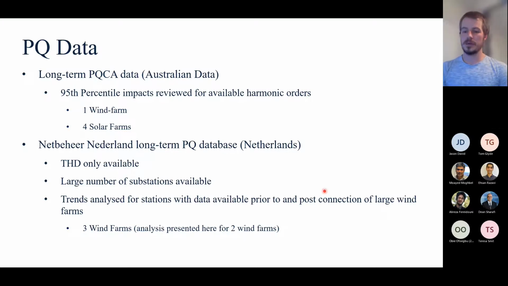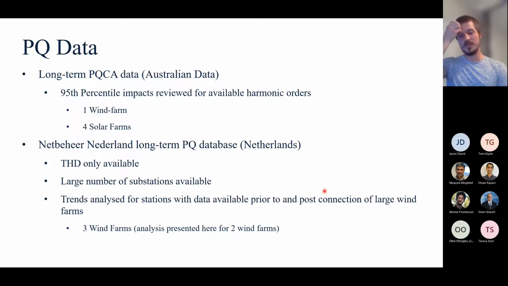The second database that was polled was hosted in the Netherlands. Again, that database is openly accessible. This was not through contacts or a research agreement or anything. This was simply by Googling, or a search engine equivalent, and we came across the power quality database that a Netherlands consortium titled Netbeheer Nederland hosts. If you're interested, it's quite interesting.